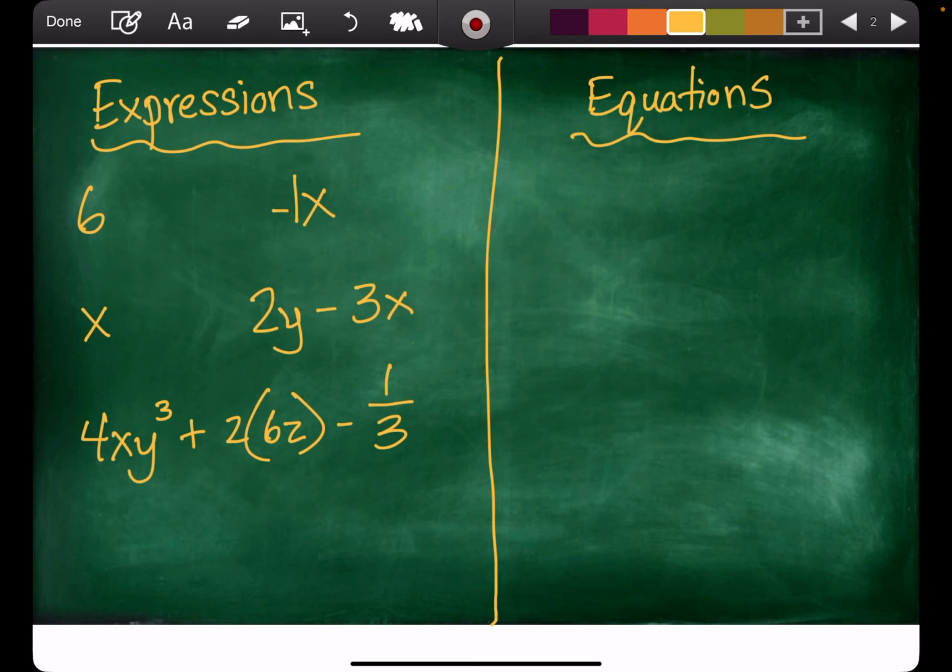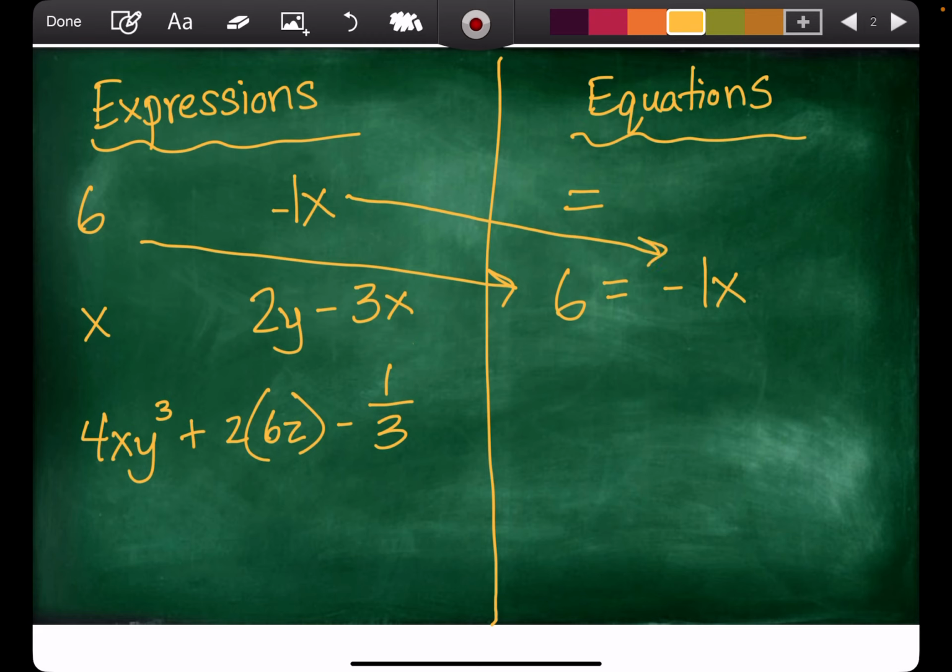What's the difference, right? The main difference really is the equal symbol, okay? So if I have 6 equals negative 1x, well, you can see all of a sudden I brought this 6 from my expression over and my negative 1x over here. But because I have this equal symbol, all of a sudden now it's an equation. So if you have two expressions and you put them equal to each other, or you have an equal symbol in between them, now it's an equation, okay? And so that's the main difference.